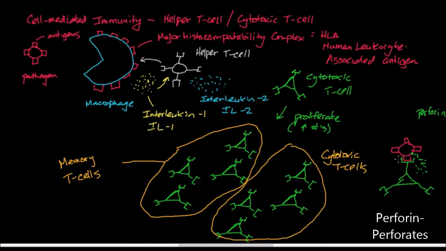And as the name implies, perforin is going to perforate or create a hole in that cell membrane. So what happens is, as that cell membrane has a hole, so here's the hole in the cell membrane, fluid is able to rush in, and this causes the cell, the pathogen, to burst.